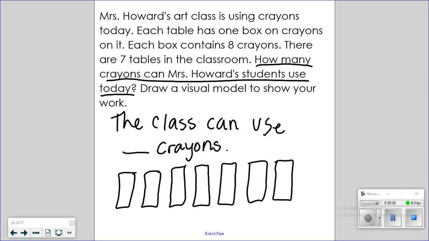Bella told us that there are 7 tables. Did Bella just memorize that from art class? No. Bella, where did you find that information out from? Yes, it literally says there are 7 tables in the classroom. Just straight from the problem.